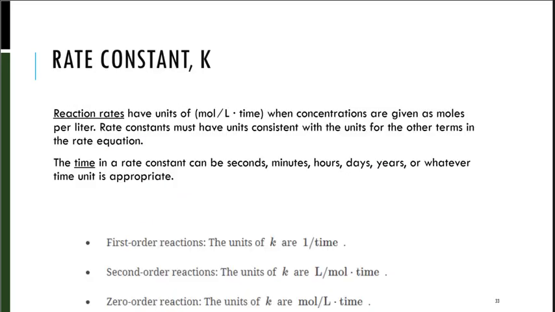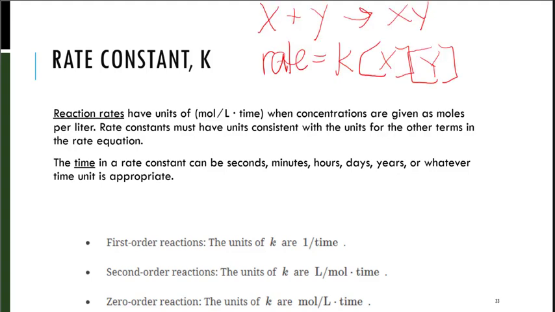Let's look at the rate constant, that K. Let's say that I have a reaction X plus Y to give me XY. I would write my rate equation as rate is equal to K times the concentration of my one reactant times the other reactant. And let's just say experimentally those were both to the first order. So 1 plus 1 is second order overall. So this would be a second order reaction.